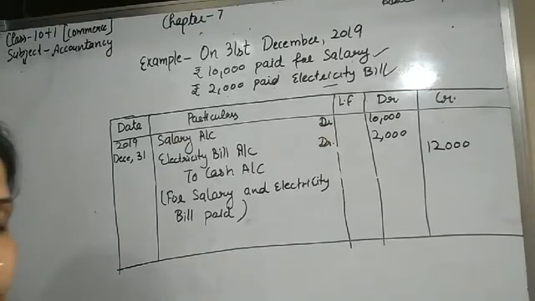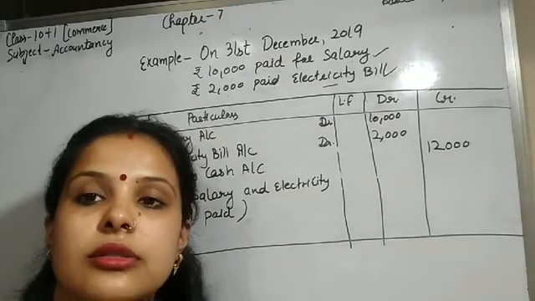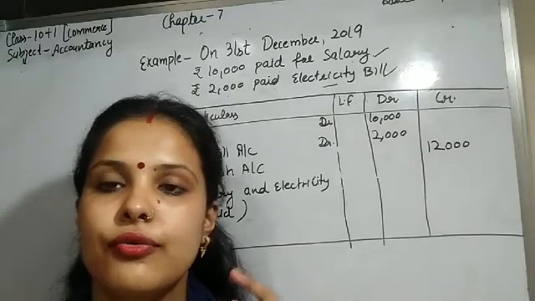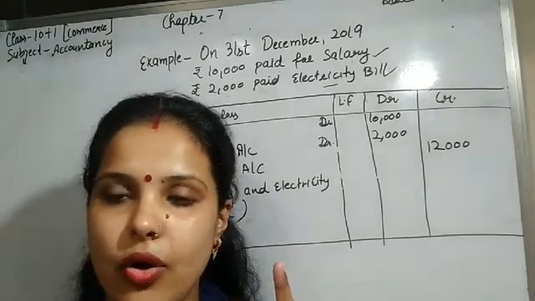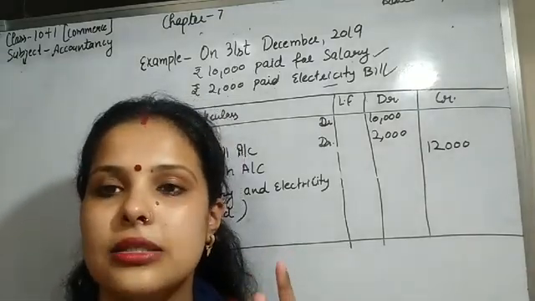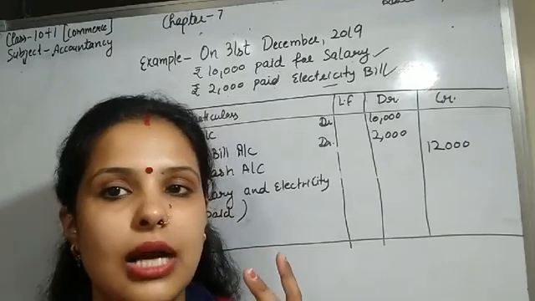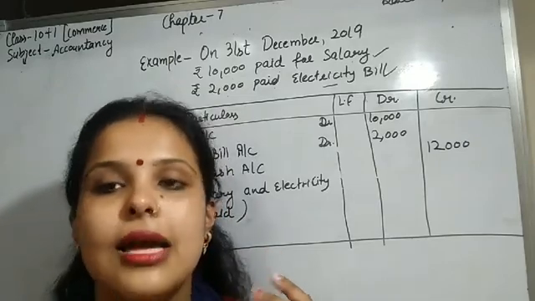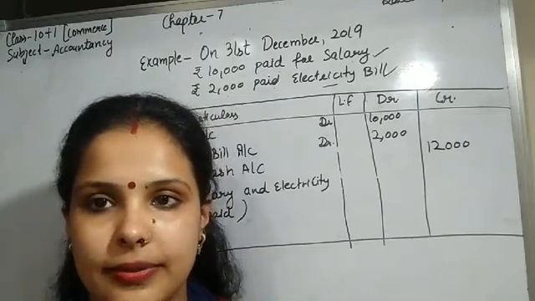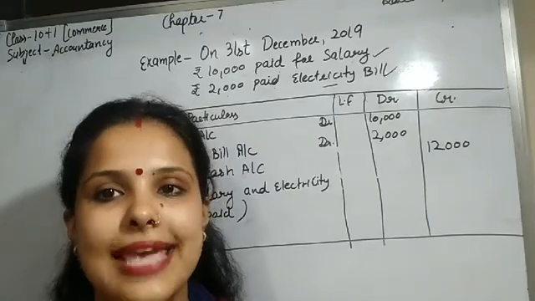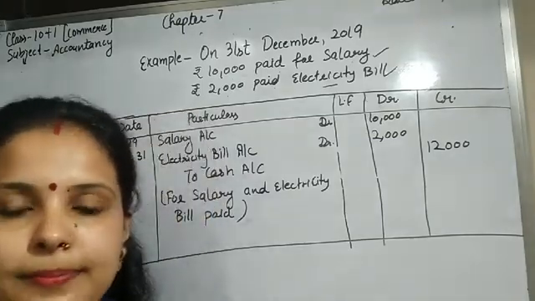When we pass the compound journal entry, students, three conditions are there. First is similar nature of transaction. Second is related to one particular account. And third is held on same date. Clear?